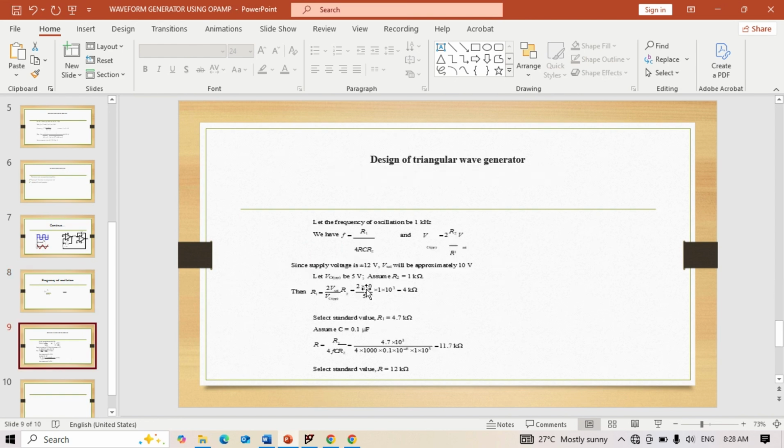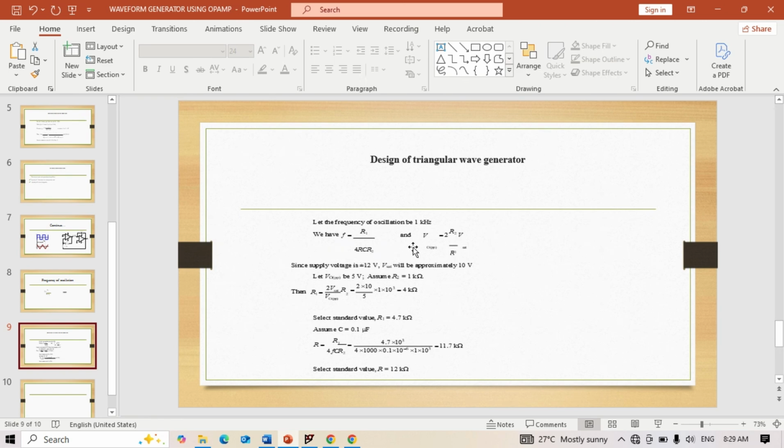Let's go to the second slide, design of a triangular wave generator. Let the frequency of oscillation be 1k. Frequency of oscillation f, we have f equals R1 divided by 4 times R times C times R2.